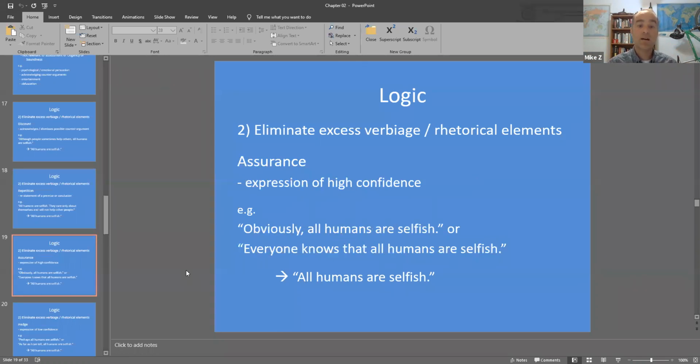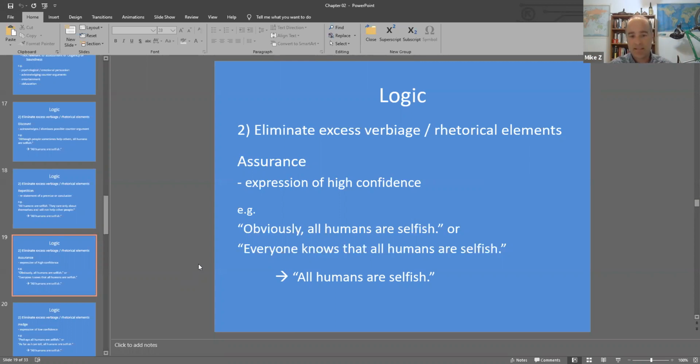Okay, assurance. This is when the author throws in some terminology to indicate that they have very high confidence, or that the audience, we the readers, should have very high confidence that their statements are true.